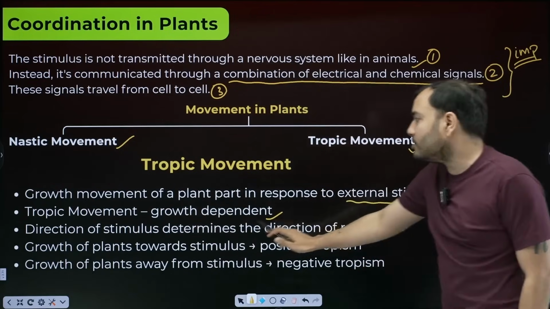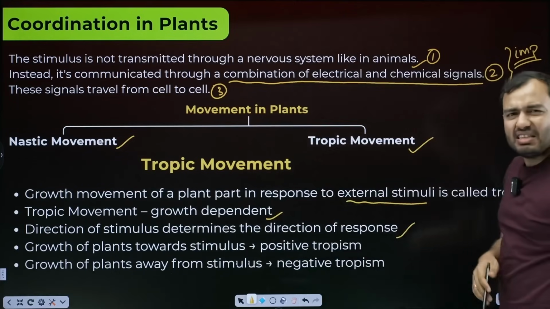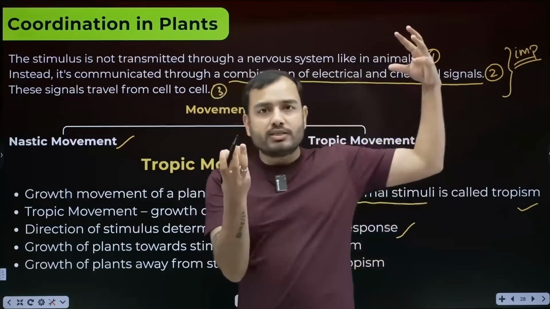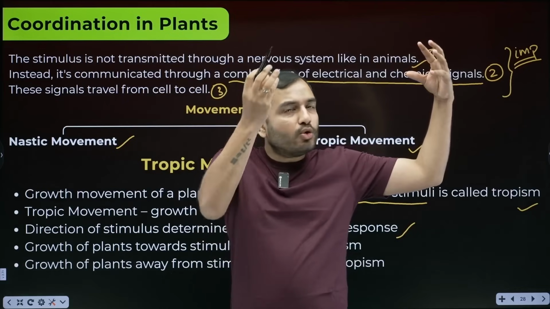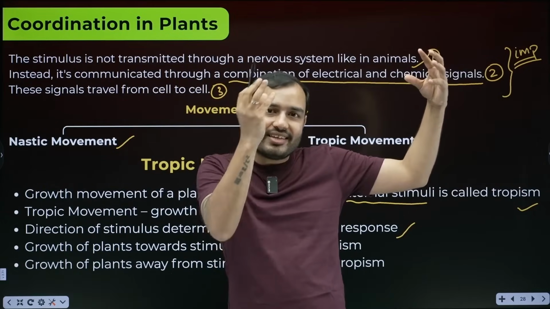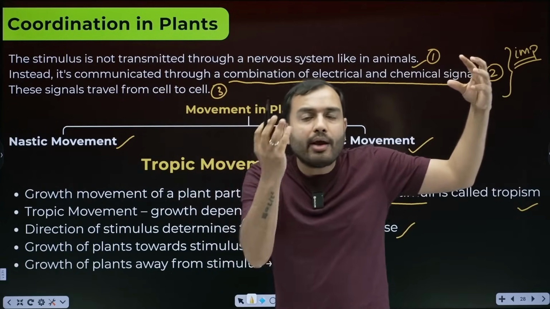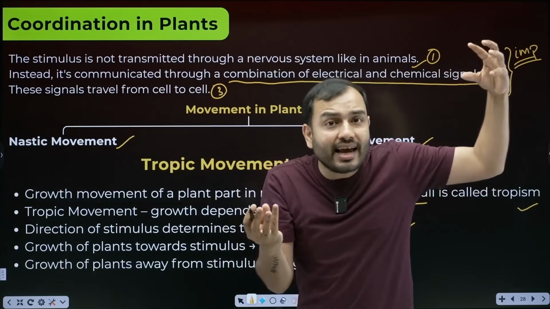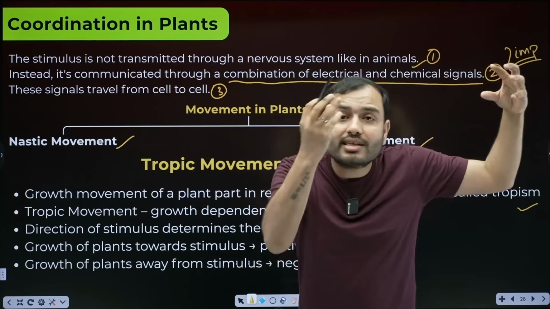Direction of stimulus determines the direction of response. Suppose I put a plant here and the sun is on this side. The plant will grow by tilting a little toward this side. Why? Because it also needs sunlight. So its growth is in the direction of the stimulus. That means the direction of the stimulus will decide the direction of the growth.